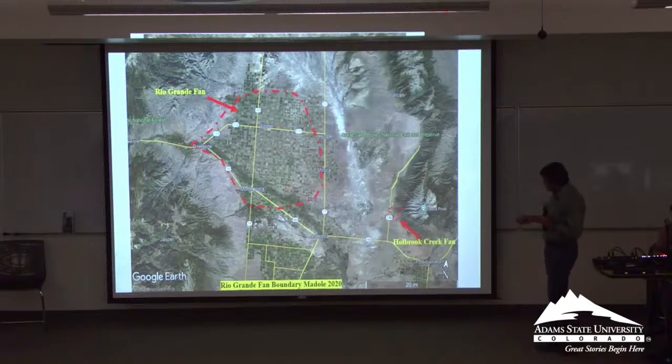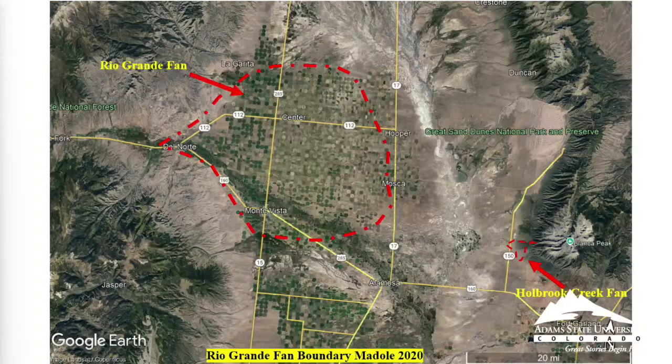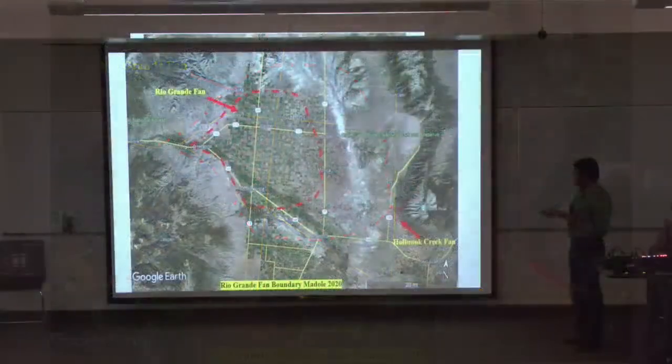Compare this fan to the size of these fans here. There's a huge difference. These fans were also created by glacial meltwaters, but the glaciers that were coming out of here were much smaller than the ice field that was formed on the San Juans.